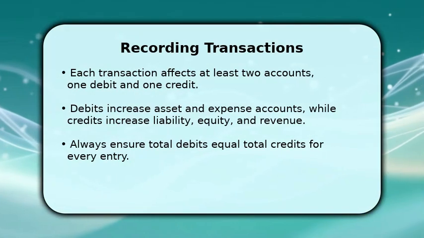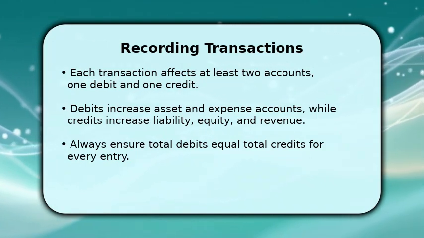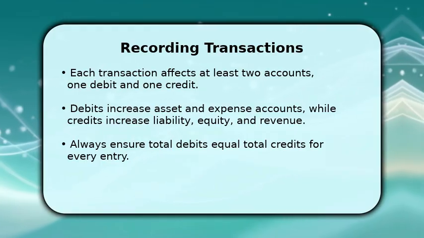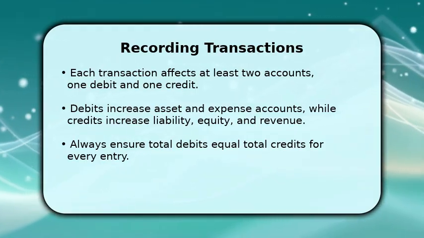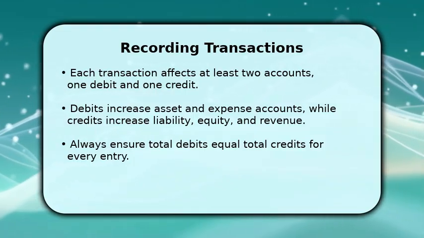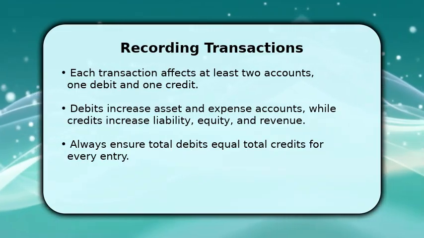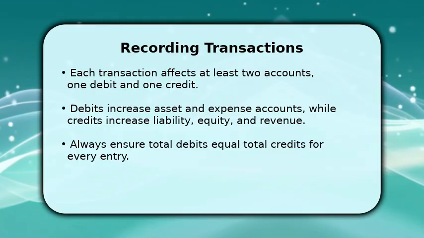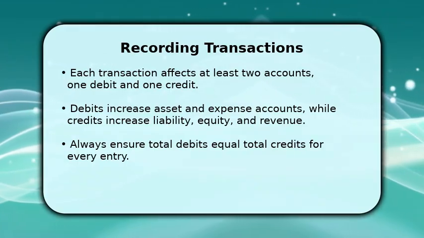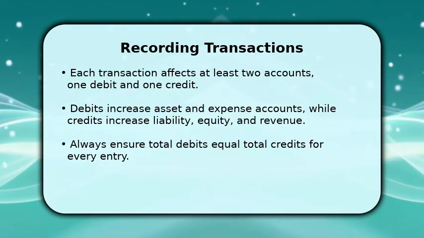Recording transactions accurately is key to a reliable general ledger. For every transaction, you'll make at least one debit entry and one credit entry. Remember, debits increase assets and expenses, while credits increase liabilities, equity, and revenue. For example, if you buy supplies with cash, you debit supplies and credit cash. This double entry system ensures your books always remain balanced.